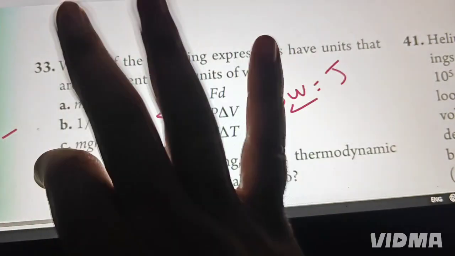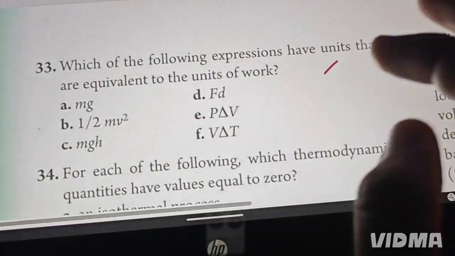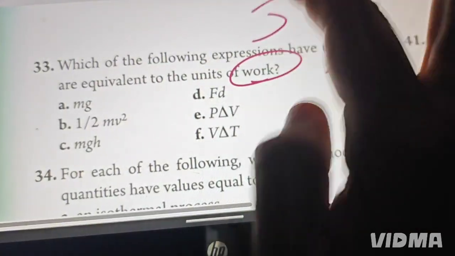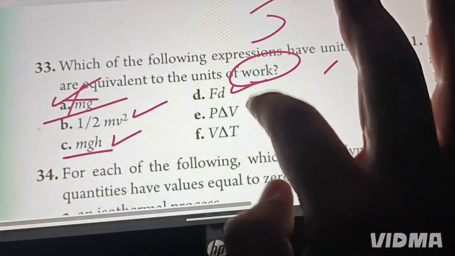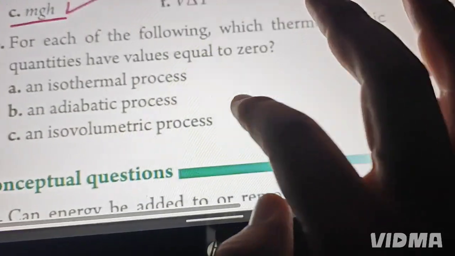Question 33 was important. In general, the question said which ones have the same unit as work. First of all, you should know the unit of work is joule. So part A was not joule. Part B was joule, part C was joule, and parts D and E too.